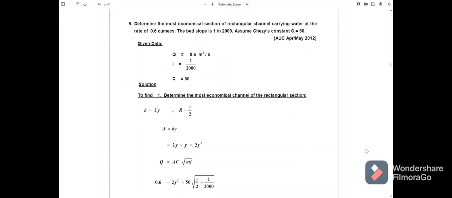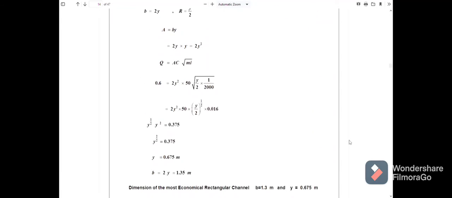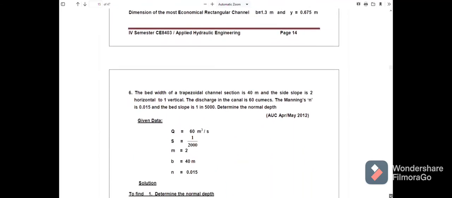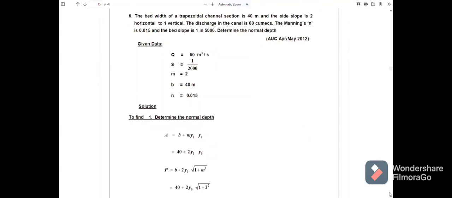Determine the most economical section of a rectangular channel carrying water at a given rate. Next, the bed width of a trapezoidal channel section is 40 meter and the side slope is 2 horizontal to 1 vertical. The discharge in the canal is 6 cubic meters per second. Manning's n is 0.015 and the bed slope is 1 in 50. Determine the normal depth. Here is the formula.